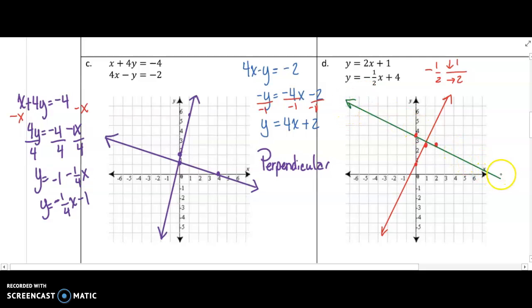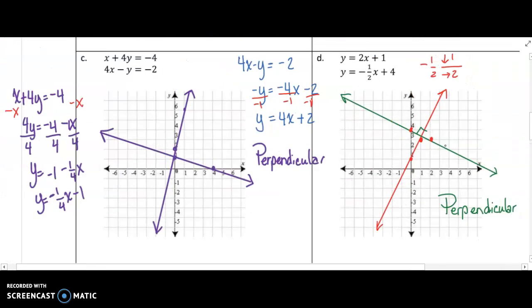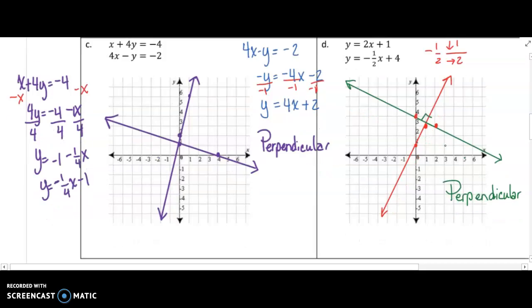All right. So these are also perpendicular. Look at their slopes. Are they opposite reciprocals? I have a 2 over 1, positive 2 over 1. You flip it, change the sign. Now it's a negative 1 over 2. All right. So there's those 4 problems.